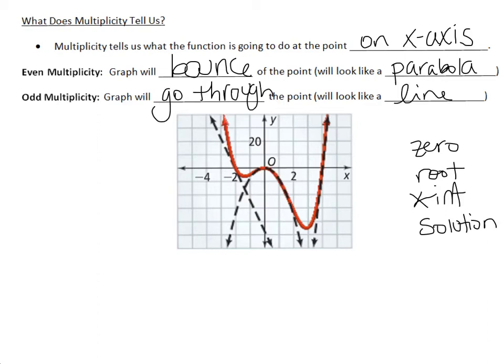And notice right here, this is a 0. So -2 is a 0, and it just goes straight through it. Also over here, we have 1, 2, 3, 4. 4 is a 0, and it goes straight through it. Just appears to be a line. But again, this one goes up to this 0, and it turns back around. So it just touches it and turns around. It doesn't go through it. It bounces right off of it. So even multiplicity is going to bounce off. Odd multiplicity, it'll go through.